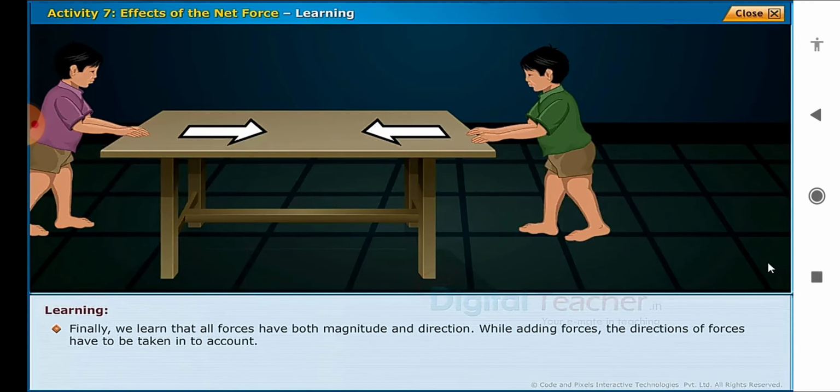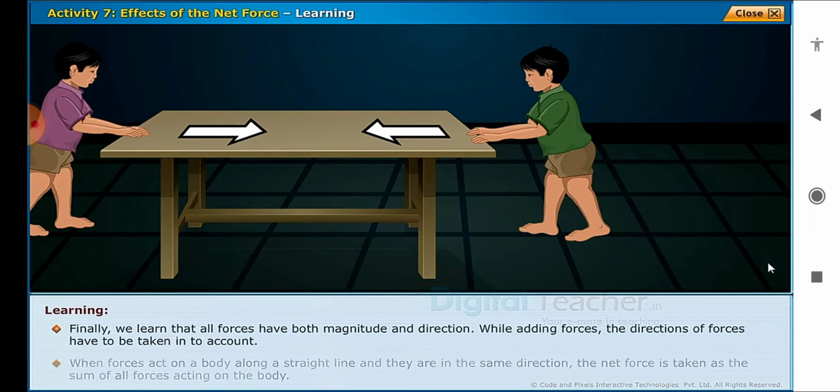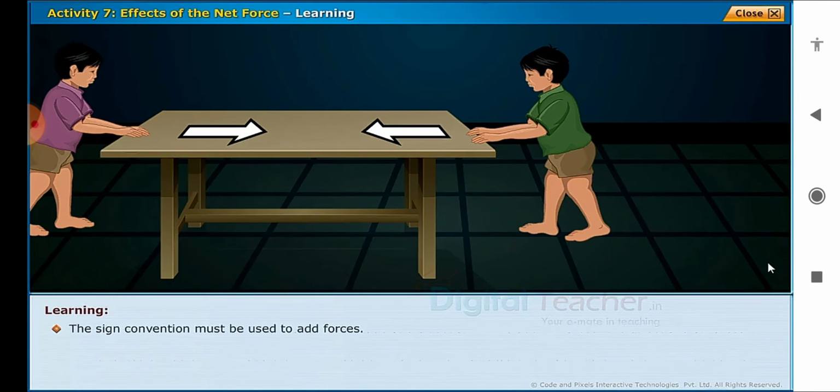Finally, we learn that all forces have both magnitude and direction. While adding forces, the directions of forces have to be taken into account. When forces act on a body along a straight line and they are in the same direction, the net force is taken as the sum of all forces acting on the body. The sign convention must be used to add forces.